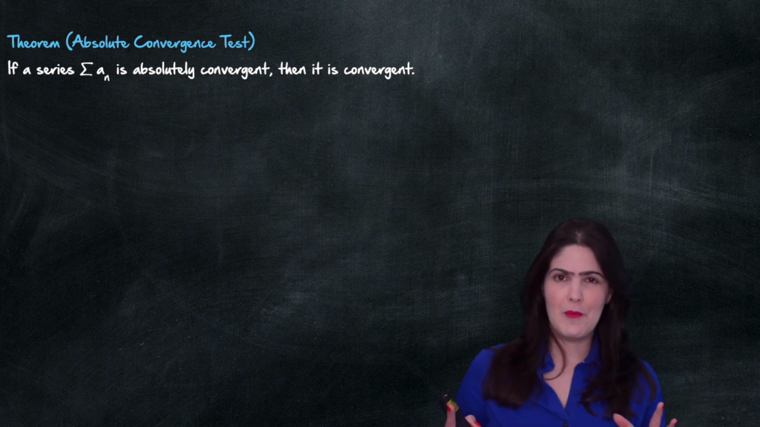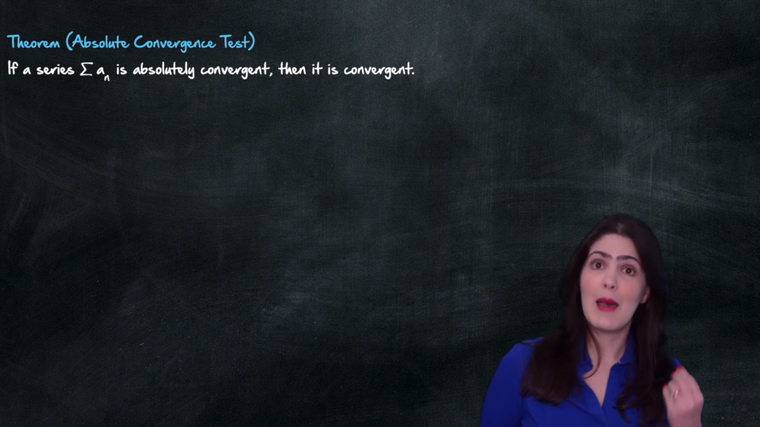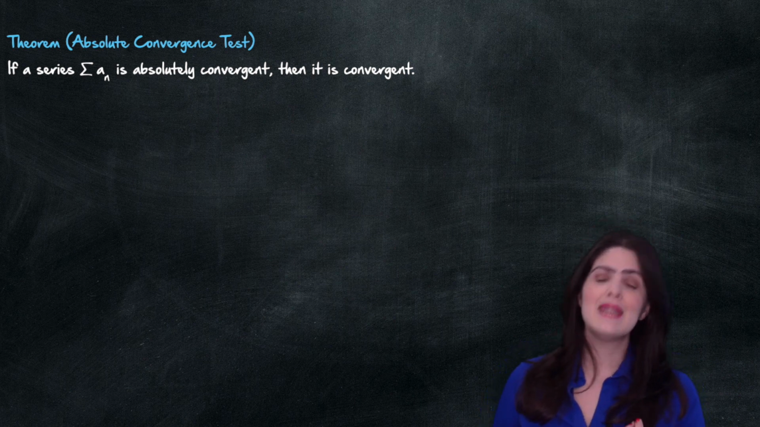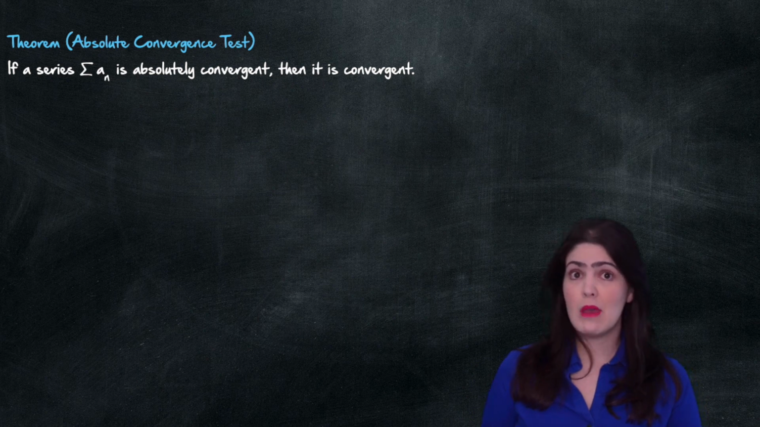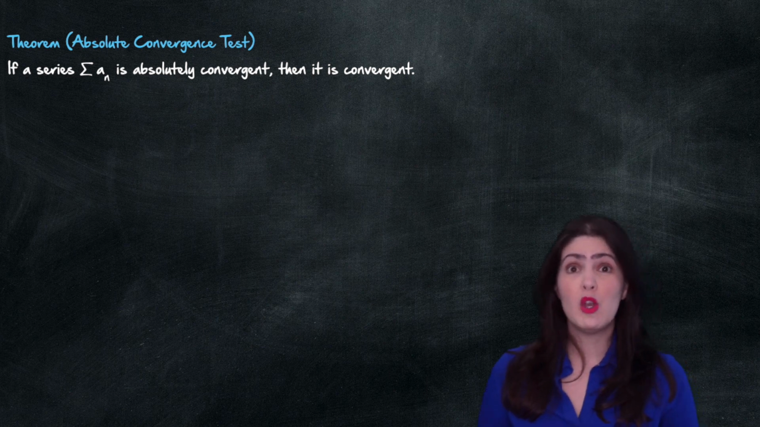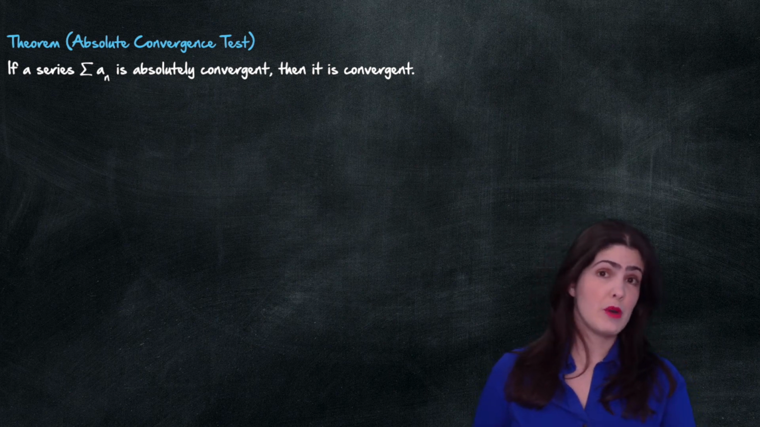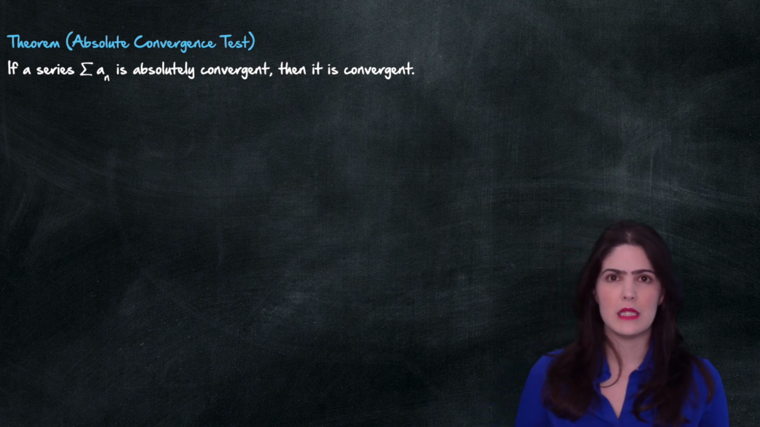And here we have a very nice theorem. It tells me that if I know that a series is absolutely convergent, then it is convergent. The reason this is nice is that when we look at the series of the absolute values of the terms, all the terms are positive, and we can use the basic comparison test and limit comparison test, which were very convenient.